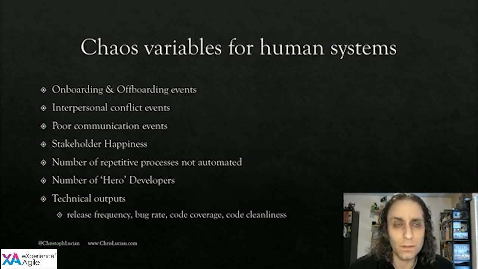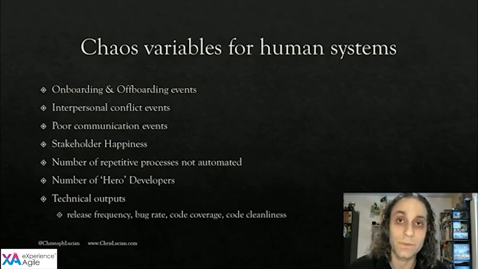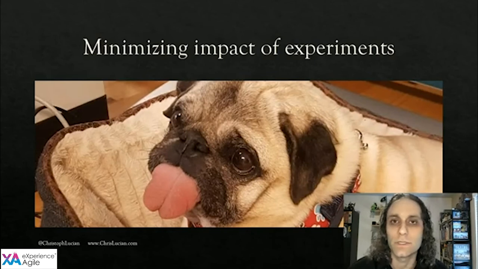So I'll just kind of talk about chaos variables a little bit. In that same document about the principles of chaos engineering, there's this idea of chaos variables. Servers turning on and off, latency issues, things like that on the technical side might be comparable to onboarding and offboarding events, interpersonal conflict events, poor communication events that might be failures to communicate, and so forth. So we want to minimize the impact of the experiments, and I'll go over some practical examples as we go forward and talk a little bit to some of those things.